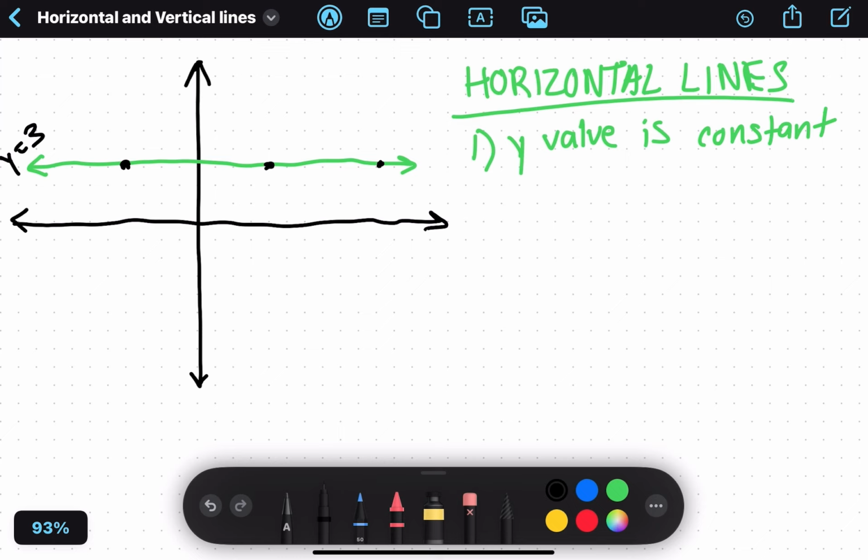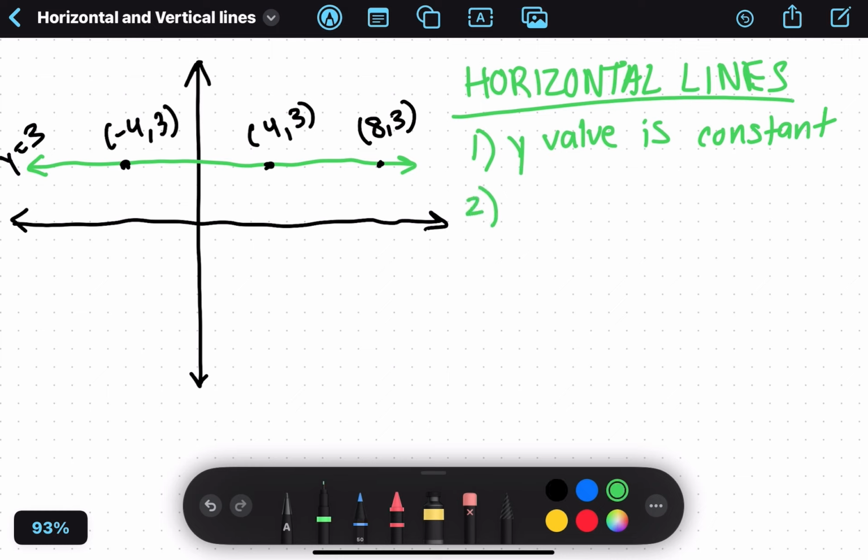Since the y value is always constant and there's always a certain value that the y is going to be, the line will be defined by the value of y. So let's say our line is y equals 3 and all these points are at a y coordinate of 3. Let's say this is 4, 3, 8, 3, and -4, 3. The x changes but the y is always the same.